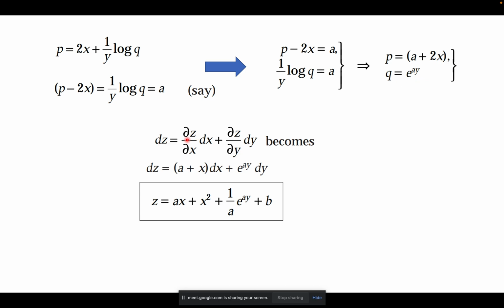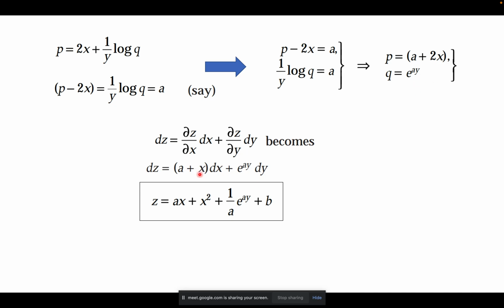And as I told you, you need to write dz is equal to del z by del x times dx plus del z by del y times dy, and you simply substitute the value of p, which is nothing but del z by del x, and similarly the value of q, which is nothing but del z by del y. So you have dz is equal to a plus 2x times dx, which is coming from here. Again there was one mistake, it should be a plus 2x, right? Because you have p is equal to a plus 2x, so you have a plus 2x times dx, and similarly you have del z by del y, which is e to the power ay times dy.